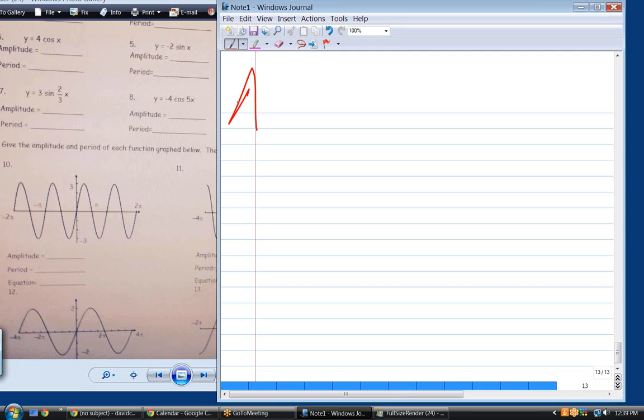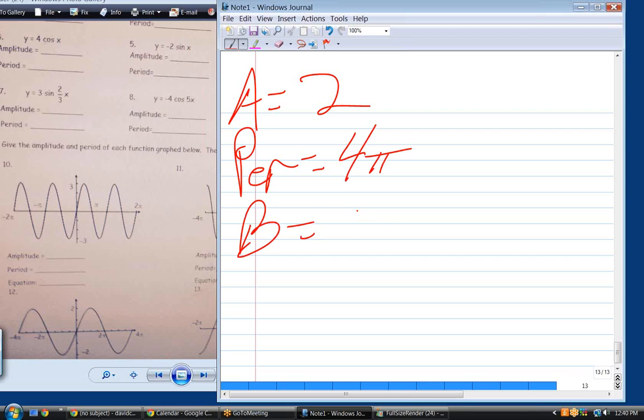What on number 12? What's the amplitude? 2. What is the period? It looks like 4 pi. Which means B is 2 pi over 4 pi, which is half pi, or 1/2. It makes a difference. Sometimes you're going to have a pi with B, sometimes you're not. So, what's the equation? Y equals 2 sine 1/2 x.